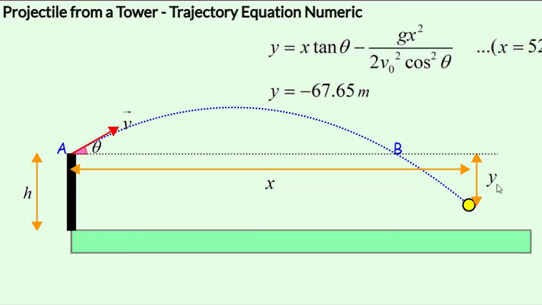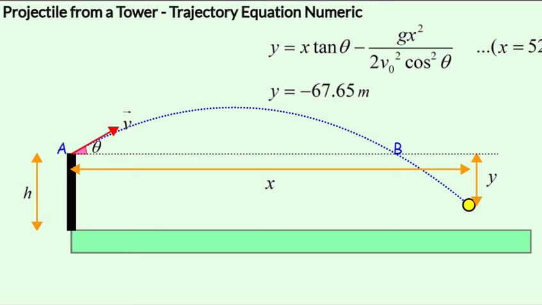Now the y displacement from the ground would be the tower height h, or 100, minus y. So from the ground, this would be 100 minus 67.65, which is 32.35 meters. And had we solved this using the third form of the trajectory equation, the y displacement would have been the same, would have been minus 67.65 meters.